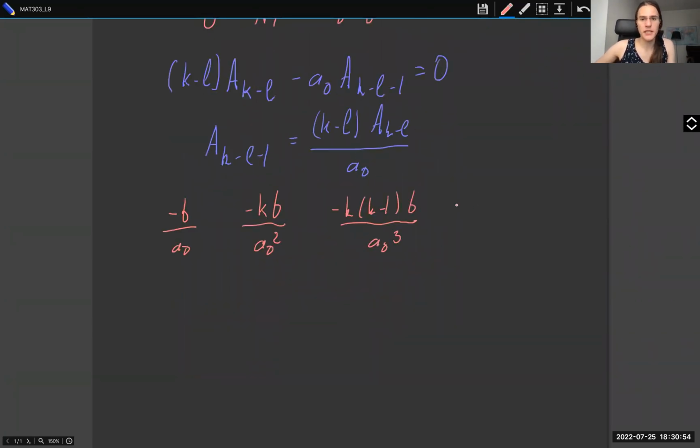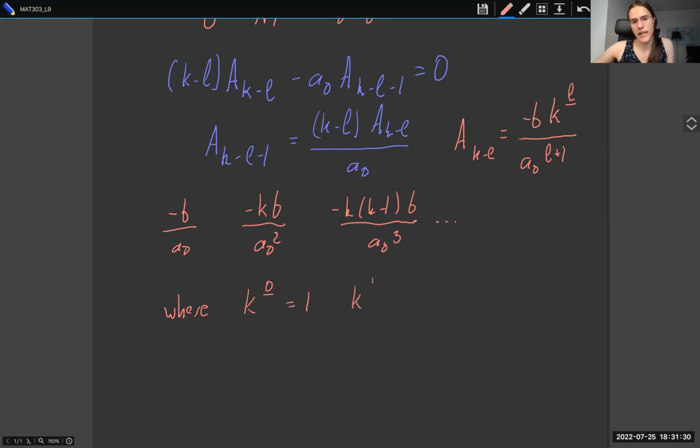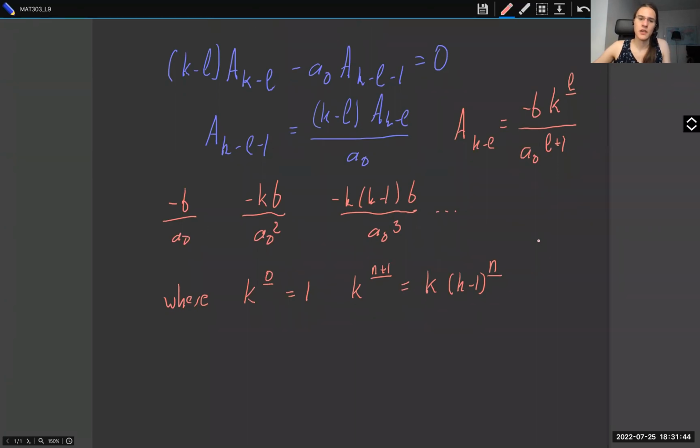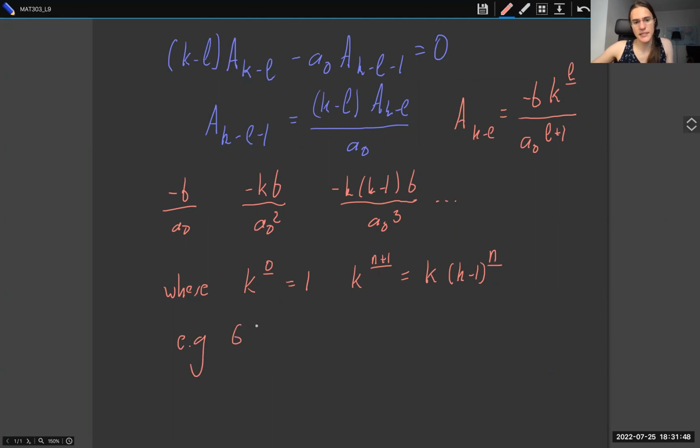And in general, the formula is that a to the k minus L is equal to negative b, and then I'm going to use this notation for the falling factorial, divided by a naught to the L plus 1. Where if you have k to the 0 falling factorial, that's just equal to 1. And k to the n plus 1 falling factorial is equal to k times k minus 1 to the n falling factorial. So for example, 6 to the third is equal to 6 times 5 times 4. So we take 3 terms in this descending sequence.